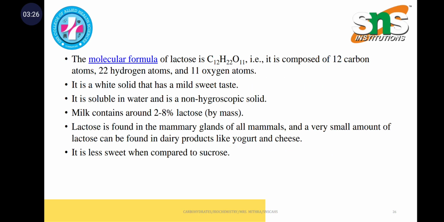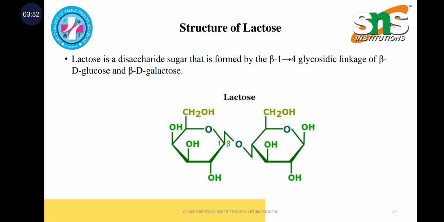The molecular formula of lactose is C12H22O11, and it is soluble in water. Milk contains 2 to 8% lactose by mass, and it is found in the mammary glands of all mammals. A very small amount of lactose can be found in dairy products like cheese and yogurt, and it is less sweet compared to glucose. This is the lactose structure, a disaccharide sugar formed by a beta 1,4 glycosidic linkage of beta D-glucose and beta D-galactose.